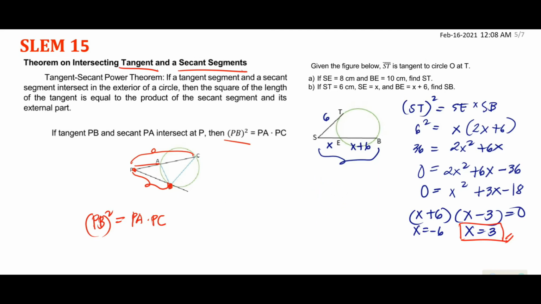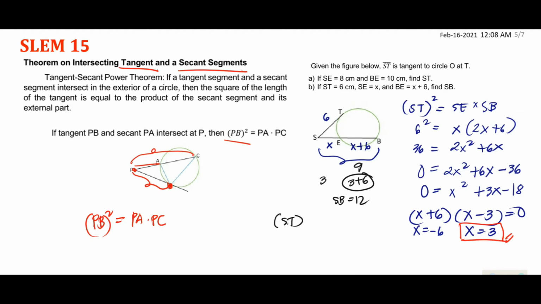Value of SB. So, SE is 3. Tas, ito naman ay 3 plus 6, so this is 9. So, si SB ay 3 plus 9. The answer is 12. So, SB is 12. So, testingin natin para ma-sure n'yo. SB is 12 na, di ba?